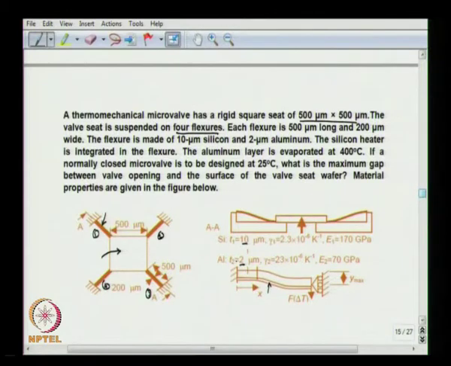If a normally closed micro valve is to be designed at 25 degree C, then what is the maximum gap between the valve opening and the surface of the valve seat wafer?